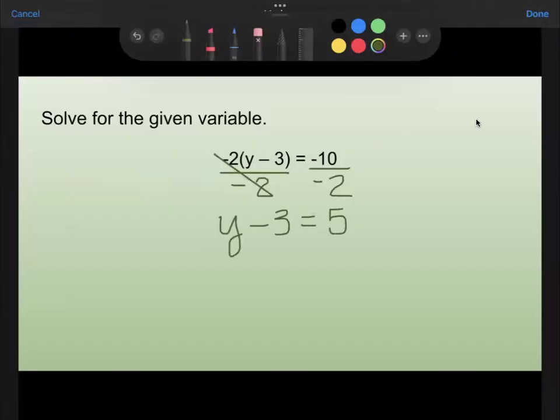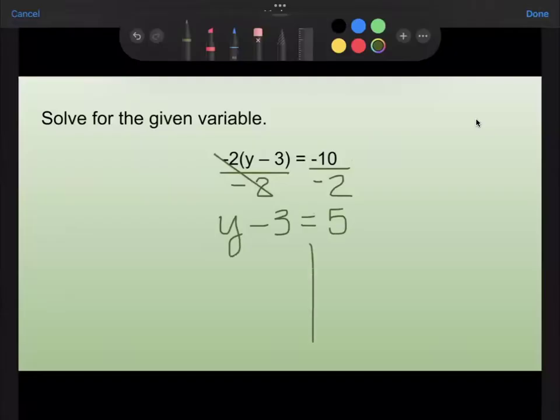However, if this number, or whatever it's equal to, is not divisible by this number, then I don't recommend doing this, because that's just going to lead you to fractions and decimals, and that's going to be a lot more calculating to do. So the only reason I did this is because I knew that negative 10 divided by negative 2 would give me a whole number. If that's not the case, then using the distribution property will work.